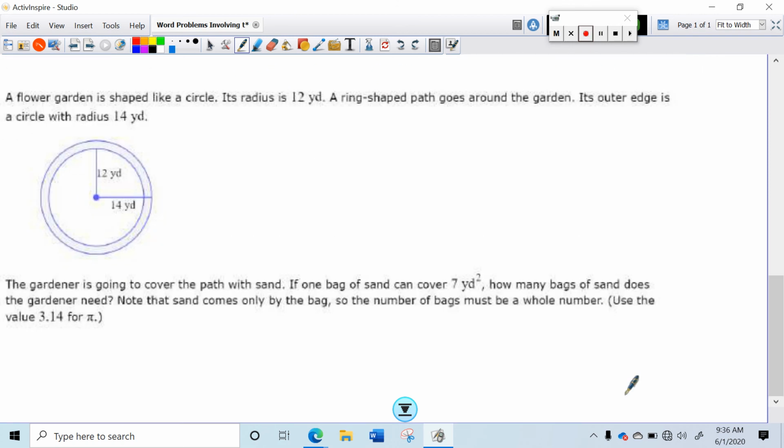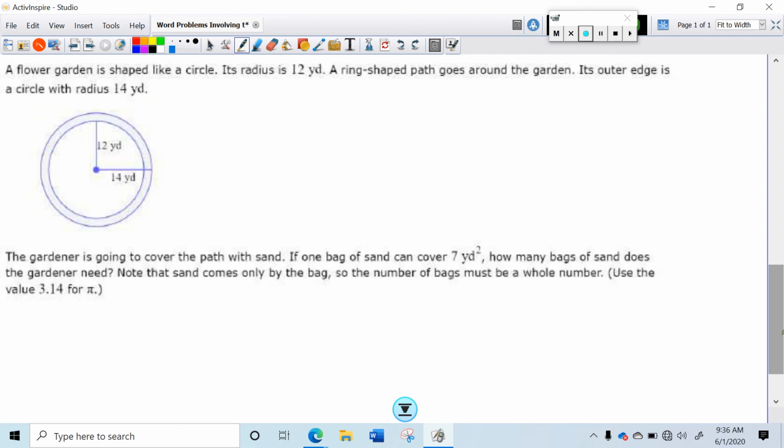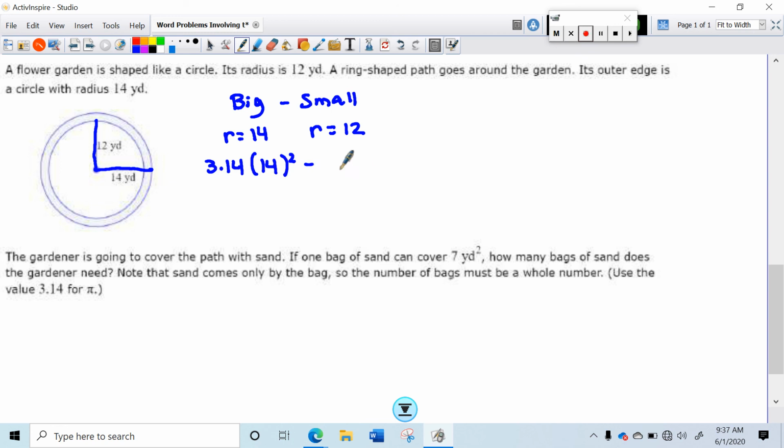Flower garden is shaped like a circle. Its radius is 12 yards. A ring-shaped path goes around the garden. Its outer edge is a circle with a radius of 14 yards. So the big one, all the way to the outside circle, is 14. And the small circle, all the way to the outside of the small circle, is 12. So I'm going to do pi times 14 squared minus pi times 12 squared.